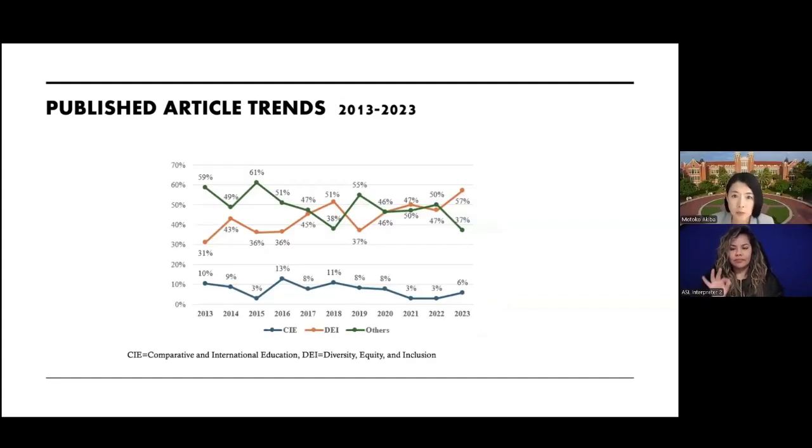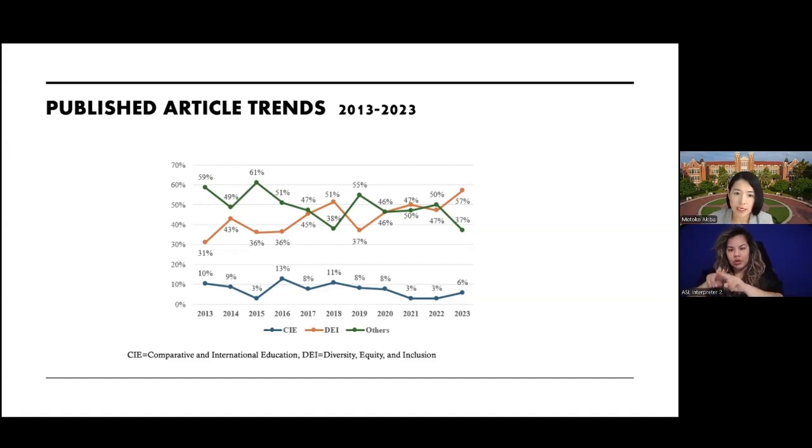Okay, this figure shows the trends from 2013 to 2023. We grouped the articles into one of 3 types: the studies that have a comparative international education focus, the studies with a DEI focus, diversity, equity, and inclusion, in the US context, and the remaining studies, which are US studies that don't have any DEI focus. As you can see, over the years the proportion of AERJ articles that have a DEI focus in the US context has increased quite a bit.